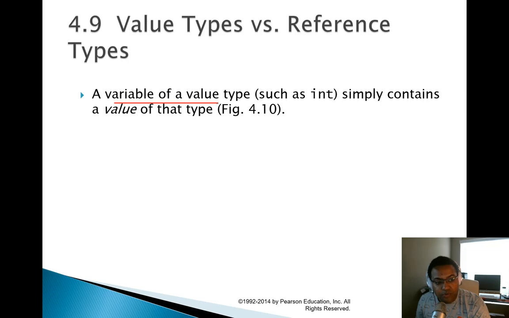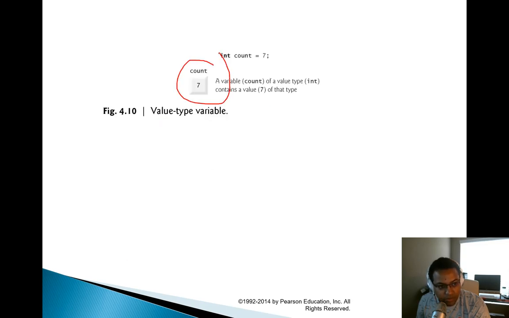A variable of value type, such as int, simply contains a value of that type. Int count equals 7 is equivalent to that. A variable count of a value type int contains the value 7. 7 is an integer type. Count is the name of the variable.